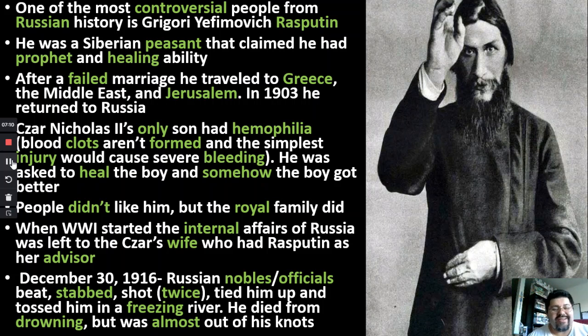So what they did is they not only kicked the crap out of him again, they tied him up, tossed him into a freezing river, and thinking, okay, now he's probably dead. So he was stabbed, shot twice, beaten both times, and then tied up and tossed into a river. Now, the thing is, he died from drowning. When they found his body, he had died from drowning. But what's trippy is he almost got out of his knots. Basically, a couple more tugs, a couple more pulls, and he would have been out of his knots. So, yeah, he was a tough dude to kill.